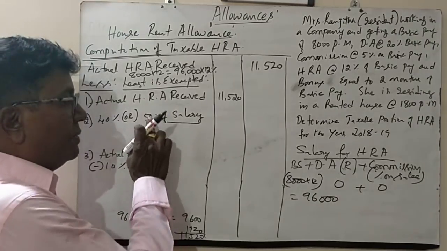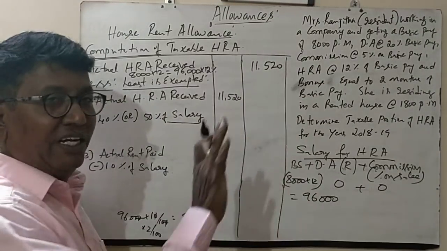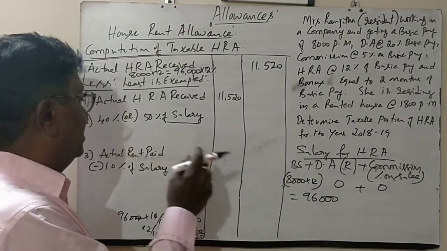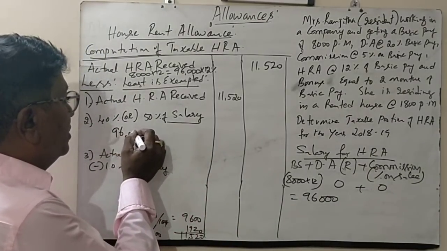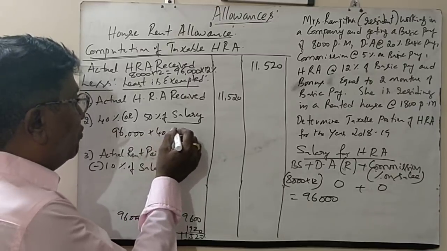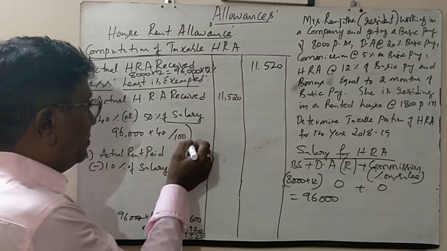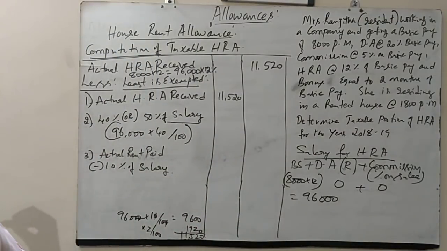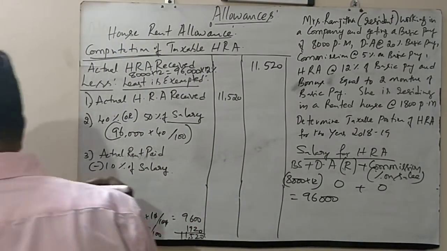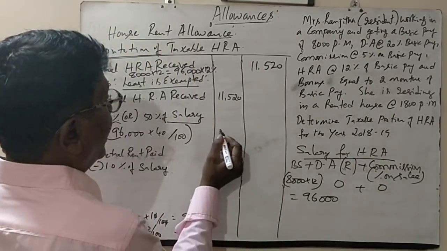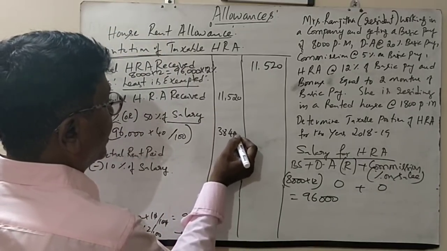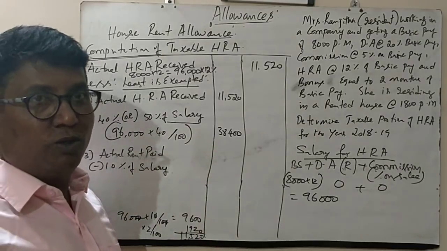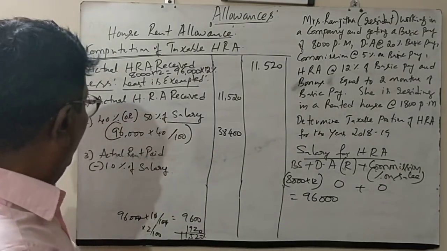It is not 50%, because if nothing is given, it is not from Bombay, Calcutta, Delhi, Madras. We will take 40%. So 96,000 into 40%, 40 by 100, definitely we will get 38,400. Now next point is, we got the second point also. Now let us look at the third point. What is the third point?